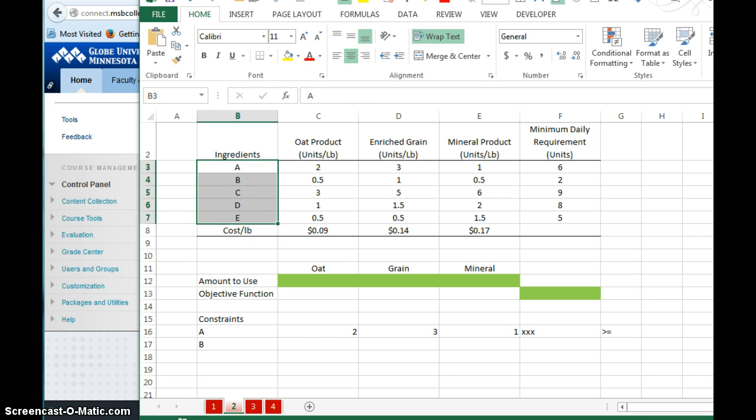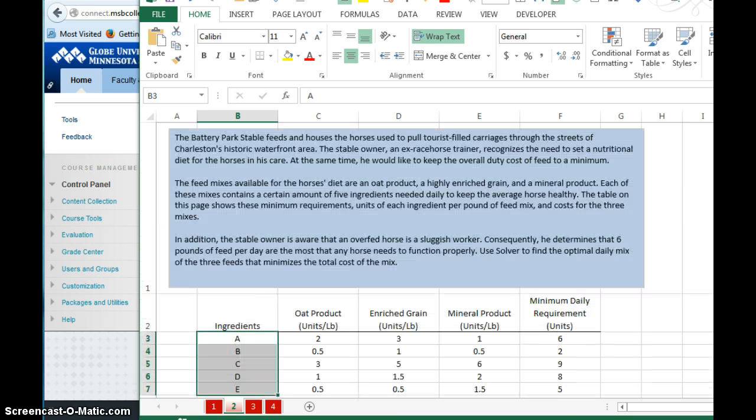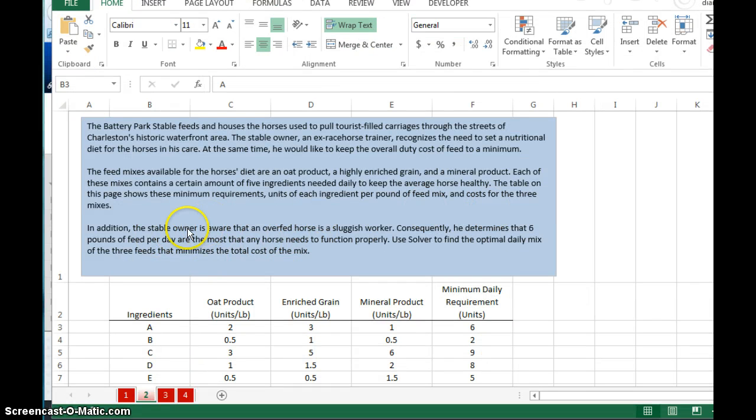Then you also have another constraint. There's some other requirements here. Let me see what it is. Here's our problem up here. Oh, here we go. Here it is. The stable owner says that we can only produce 6 pounds of feed per day. That's the most that any horse would need to function properly.